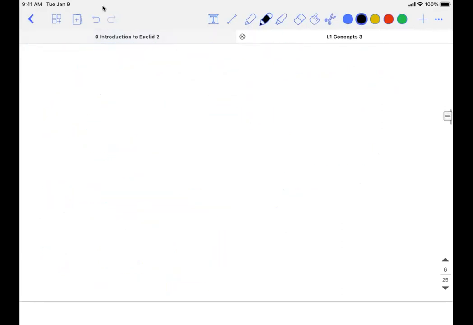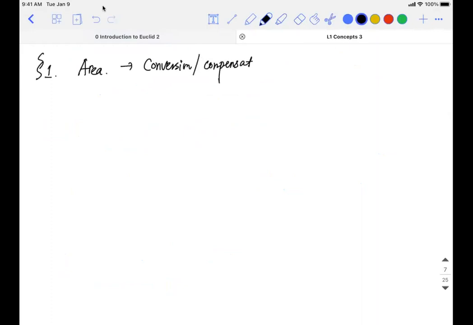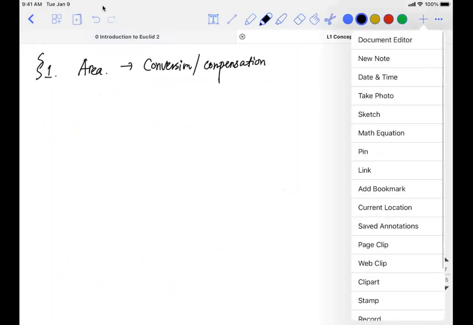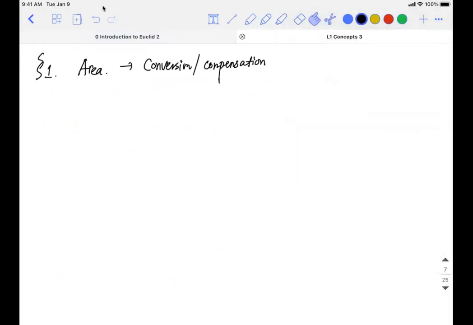Okay, let's go to our category number one. Area method, right? Using what? Conversion and compensation. Let's have a quick look at it. How are we going to deal with such problems?